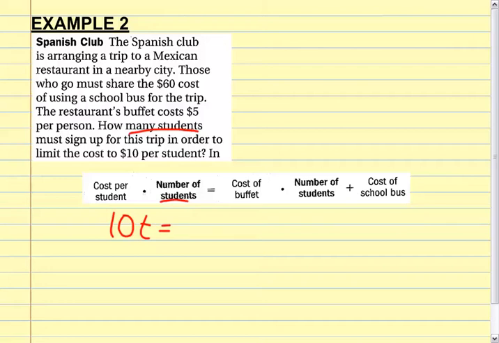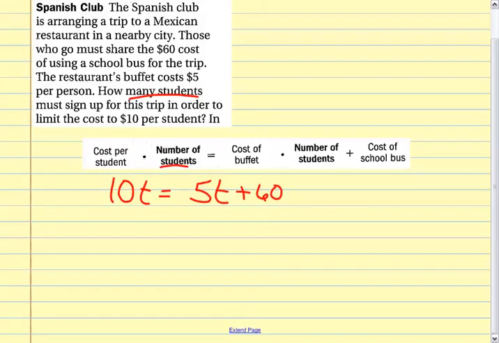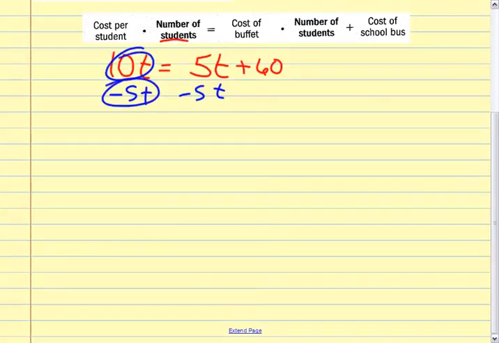What is the cost of the buffet, Maddie? $5 per person. 5, okay? And it says times the number of students. Well, how do we represent the number of students, William? T, okay? Plus the cost of the school bus. What is the cost of the school bus, Sarah? $60, okay? Now I think we filled in everything. What's the first thing I need to do in order to solve this equation? Joanna? Subtract 5t. I like it. And I have to do it on this side too, don't I? Nice job, Joanna. Perfect. So what is 10t and negative 5t, Joanna?